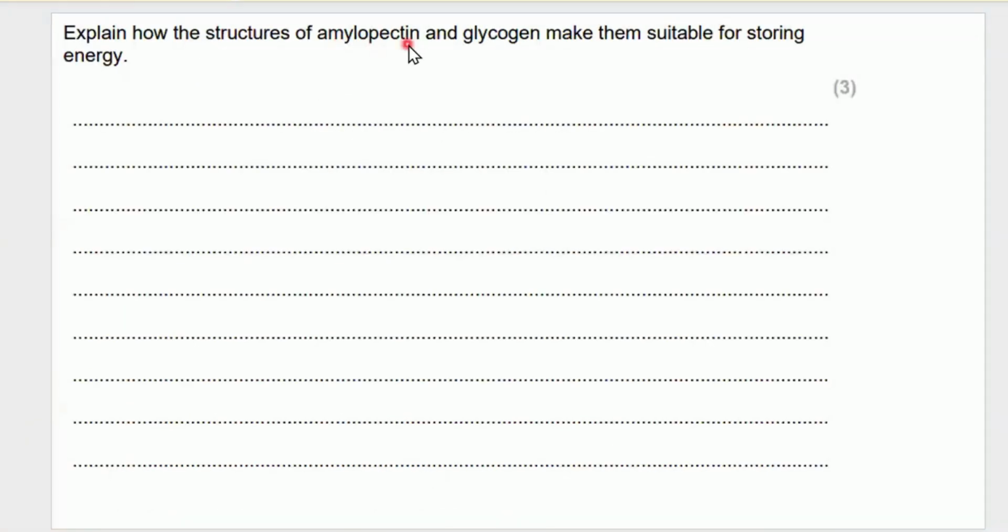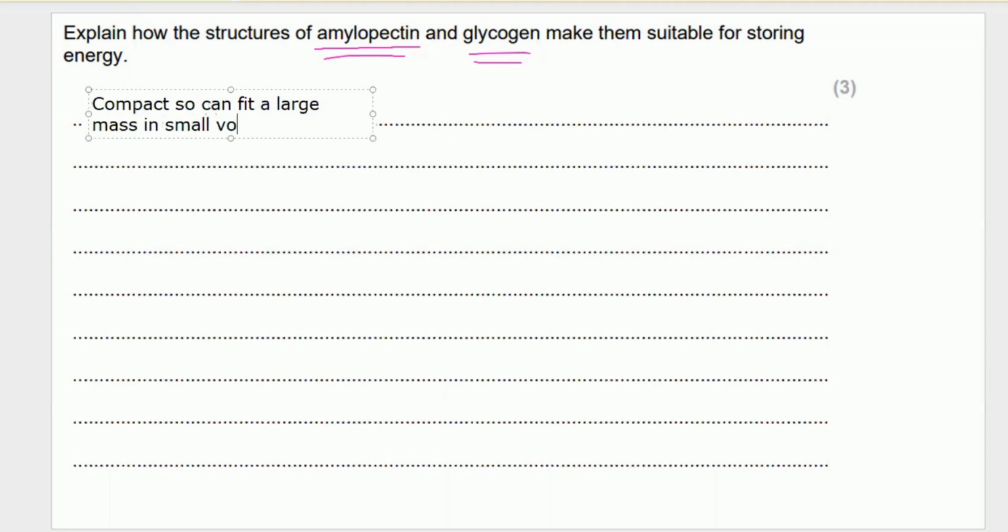Explain how the structures of amylopectin and glycogen make them suitable for storing energy. I mean, we kind of just looked at this really. Both of them are highly branched. So amylopectin you'll find in plants. You don't find it in animals. Glycogen you find in the liver and muscle cells of animals. You also find glycogen in fungi as well.